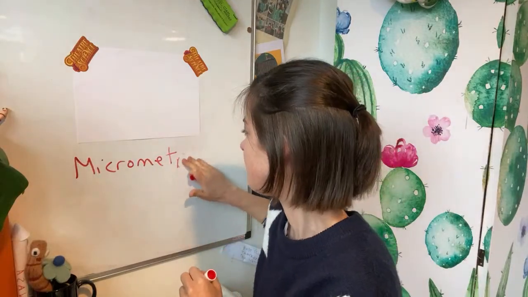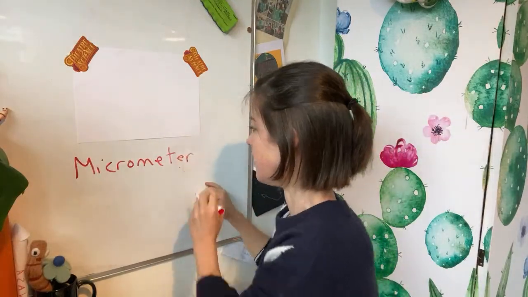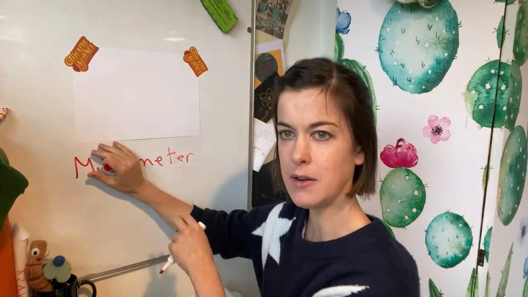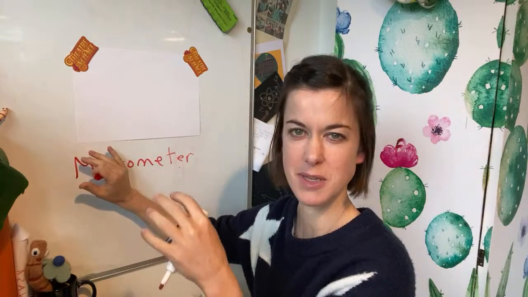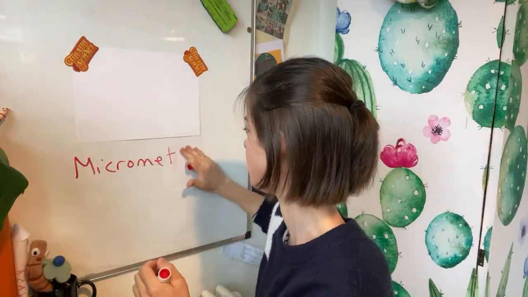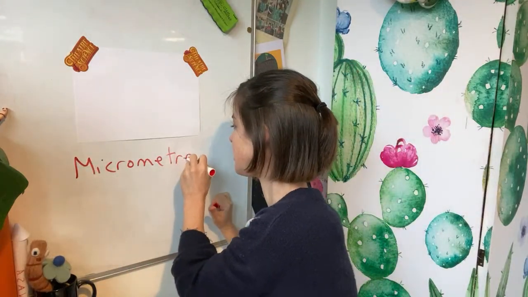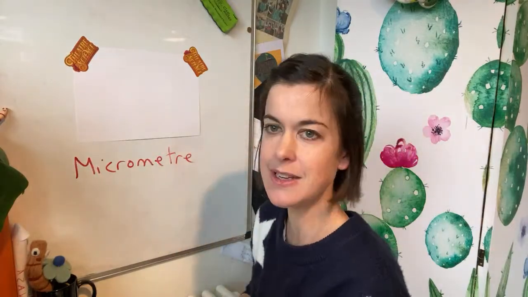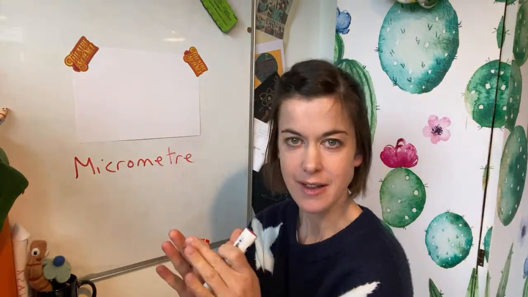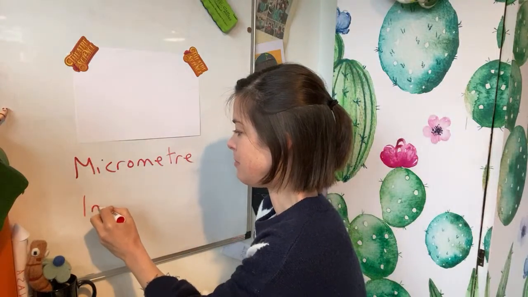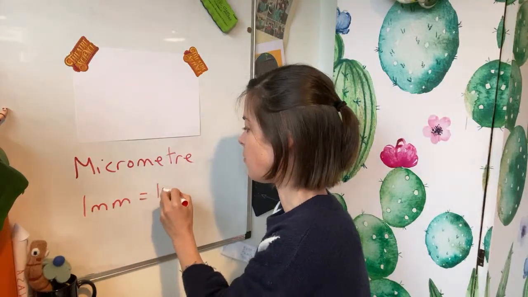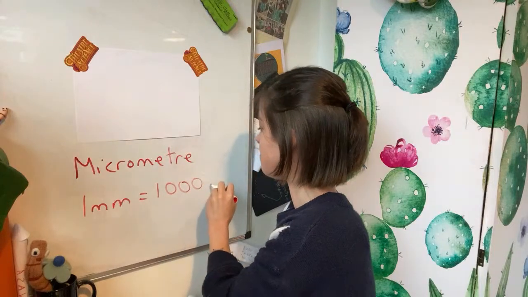If you're American, then you can put an ER on the end. In England, we only use the word meter with an ER on the end, like a kind of machine, like reading the electricity meter. So if you're doing British English, do an R and an E at the end. So the micrometer is just a really small unit of measurement. 1 millimeter has got 1,000 micrometers in it.